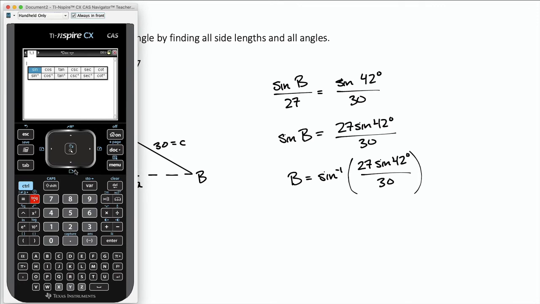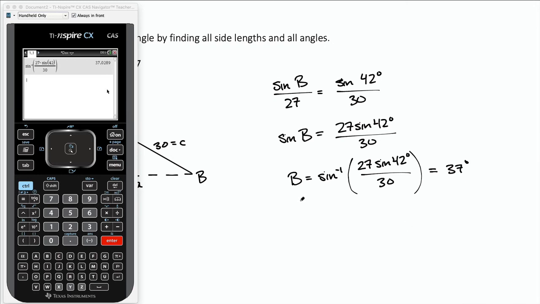Let's go ahead and plug this into our calculator. Sine inverse of 27 sine of 42 over 30. And I am in degree mode here because I'm working with degrees. And I get about 37. I'm just going to round to one decimal place, which is 37.0. So that's about 37 degrees.